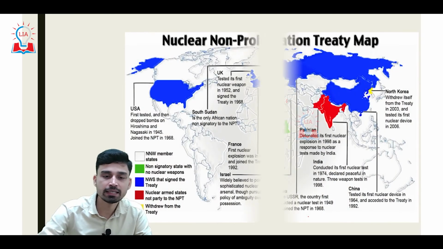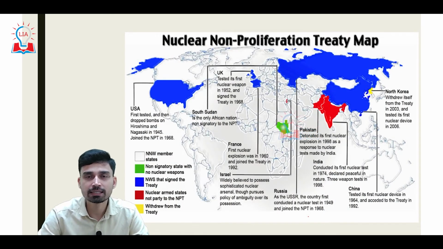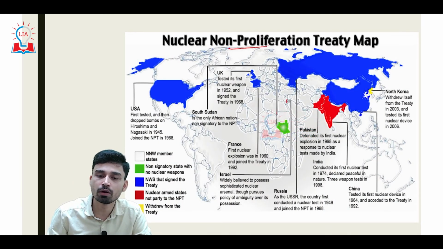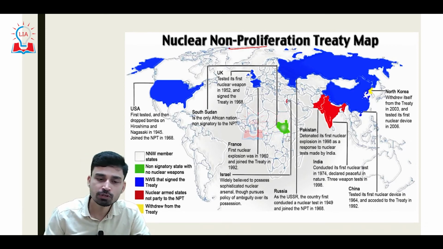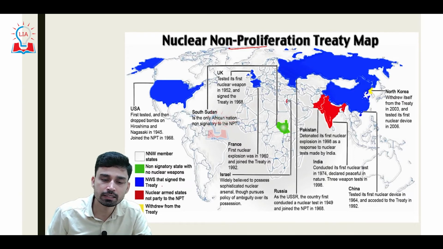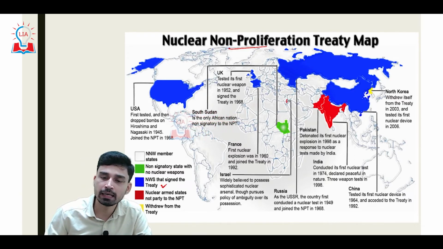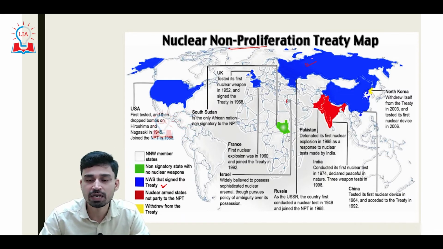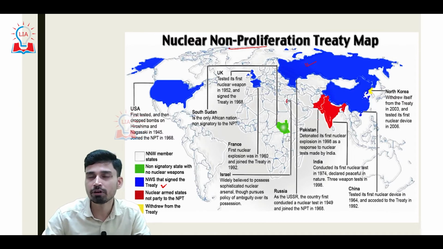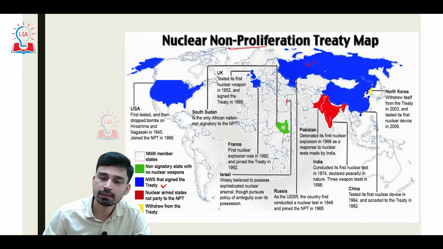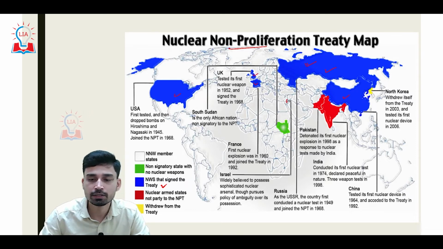Now NPT is a very important treaty, so let's try to understand slightly more about the Nuclear Non-Proliferation Treaty. As of now, those countries shaded in blue here are the countries which are signatories of the Nuclear Non-Proliferation Treaty, and they are nuclear weapon states. That means they have nuclear capabilities. The five such countries which are signatories of the NPT as well as have nuclear capabilities are Russia, China, France, UK and USA.